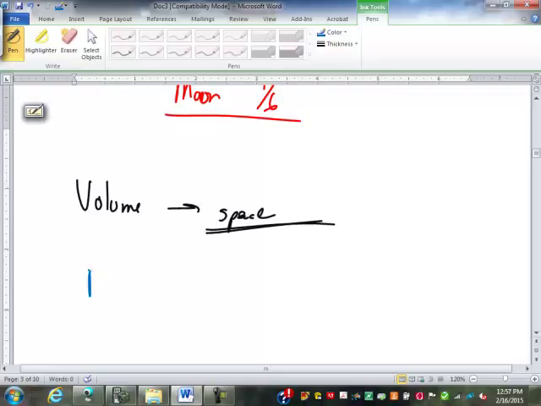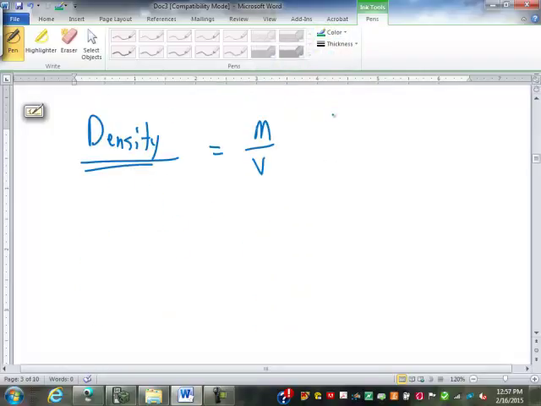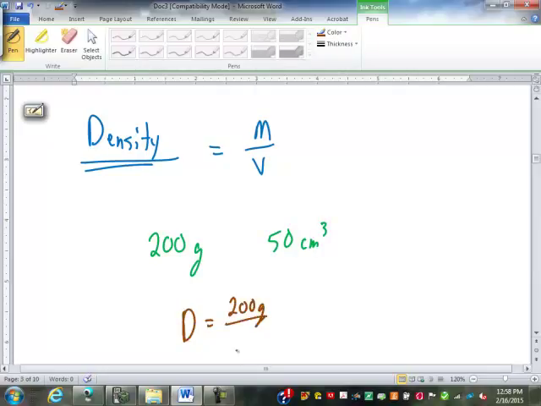When we talk about chemistry, there are some calculated items. The big one is density. Density is how tightly packed the matter is within the volume of an object. In fact, it is defined as mass divided by volume. So if I have an object that has a mass, and since we're dealing with science, generally we're talking about grams or kilograms, metric units, and let's say we have a mass of 200 grams and a volume of 50 centimeters cubed. Our density then becomes mass of 200 grams divided by 50 centimeters cubed. 200 divided by 50 is 4 grams per cubic centimeter. That's our density.